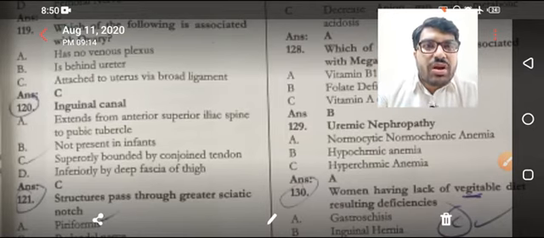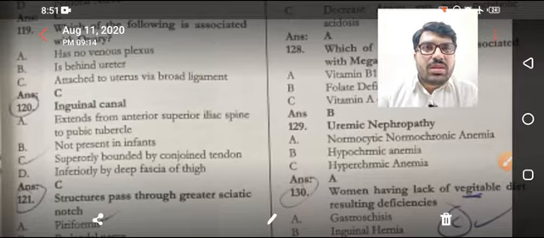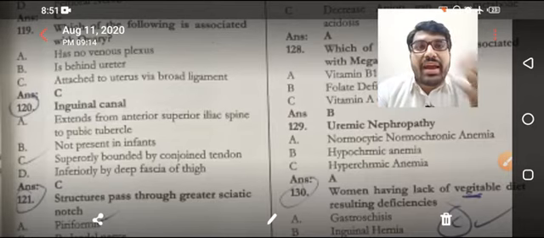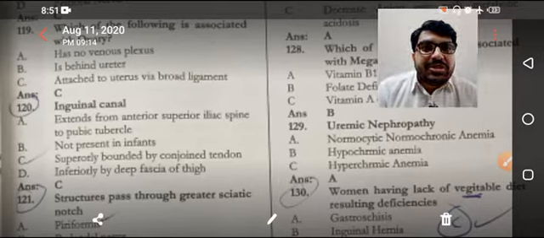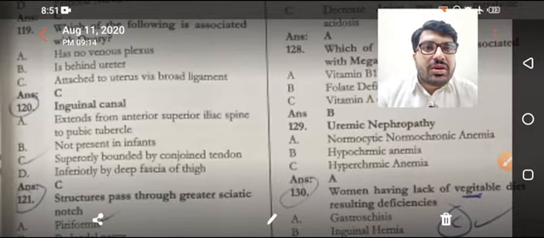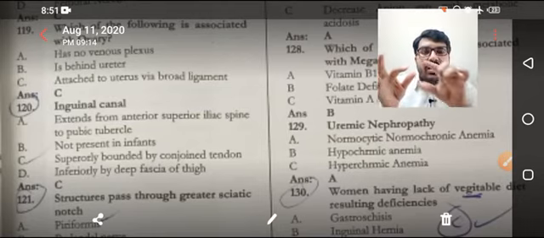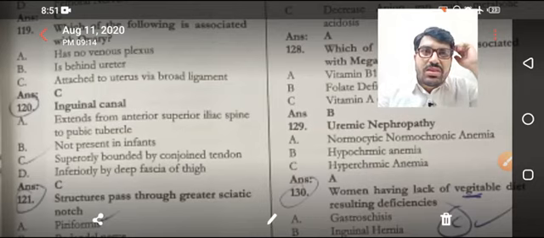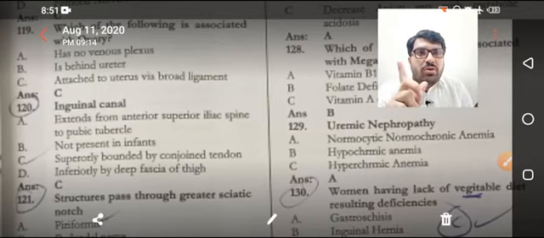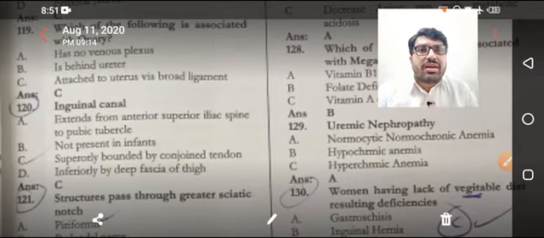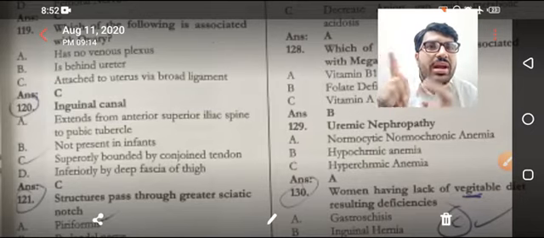Urinary bladder, extraperitoneal. Rectum, extraperitoneal. Appendix, intraperitoneal. Duodenum, the first part is intraperitoneal, and the second, third and fourth, the rest of the parts, are extraperitoneal. Jejunum, intraperitoneal. Ileum, intraperitoneal. Appendix, intraperitoneal. Cecum, extraperitoneal, because it is not completely covered. Ascending colon, extra. Transverse colon, intraperitoneal, it is covered, and its mesentery is called the mesocolon. Descending colon, extraperitoneal. Sigmoid, intraperitoneal. Stomach, intraperitoneal. Liver, intraperitoneal.